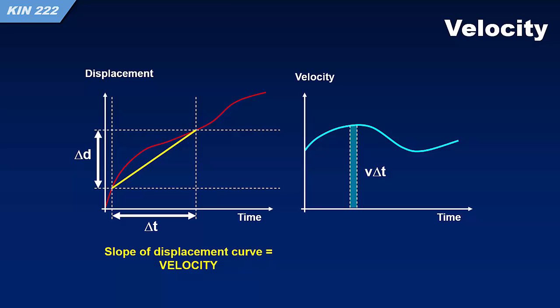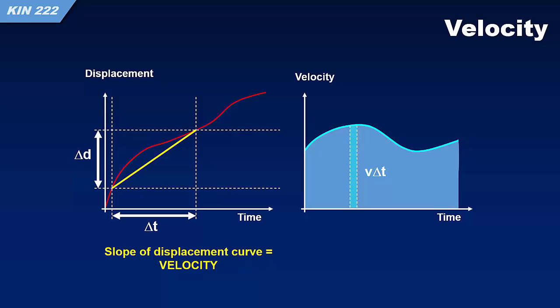So to summarize, as we saw before, if we have a displacement curve, the slope of that displacement curve, or the derivative, is equal to the velocity. In this video, we've seen that if we have a velocity curve and we take the area under that velocity curve, we can get back the displacement. So the slope, or the derivative of a displacement curve, is the velocity. The area, or the integral of a velocity curve, gets us the displacement.